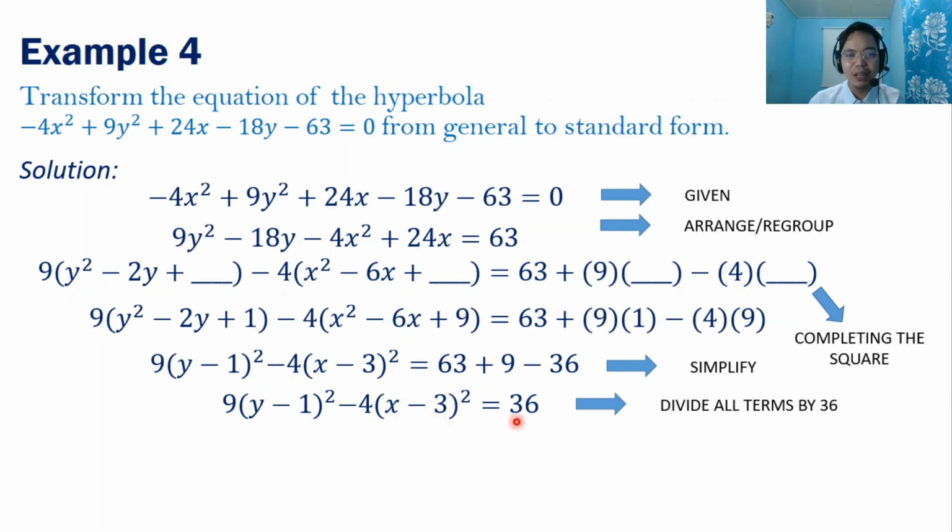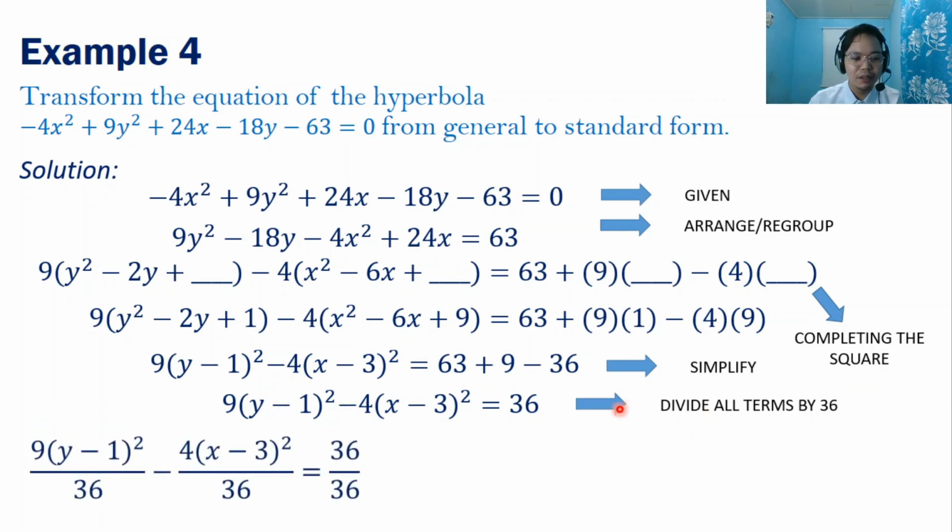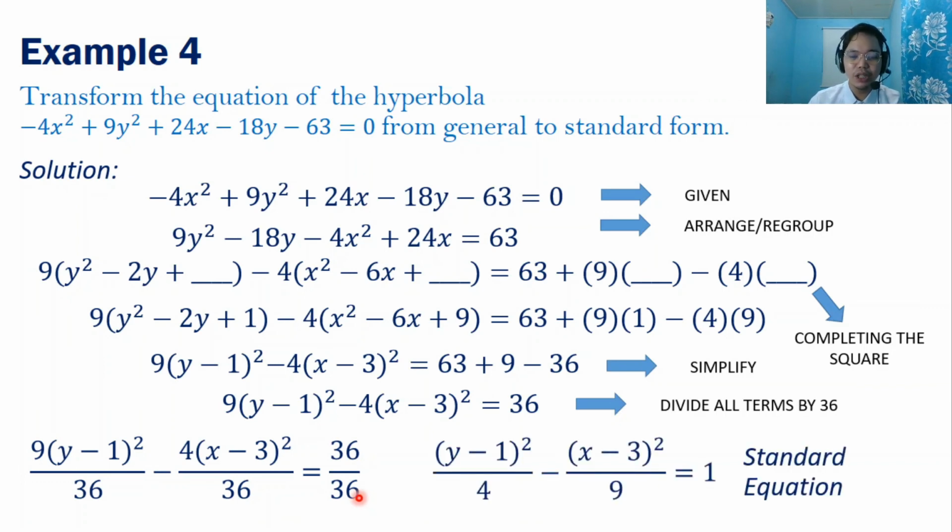Then, dapat kailangan 1 lang yung nasa right side ng equation. That's why we're going to divide all terms by 36. So, we have here 9(y - 1)²/36 - 4(x - 3)²/36 = 36/36. So, in this case, ang gagawin na lang natin ay ilo-lowest term natin. So, our standard equation will be (y - 1)²/4 - (x - 3)²/9 = 1.